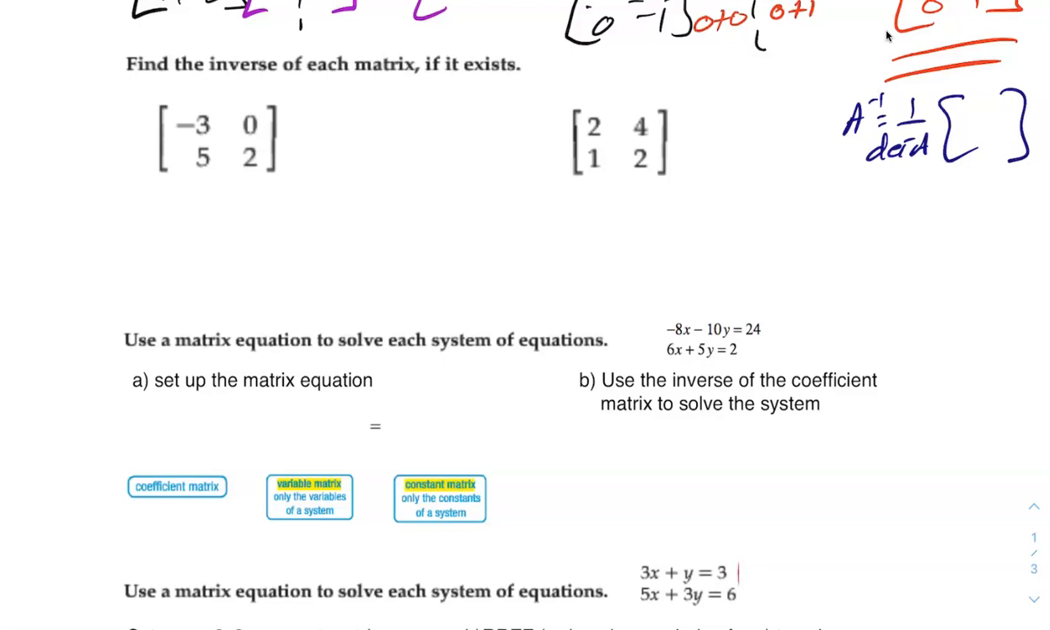And you switch these two, so this would be d, a. And you change the sign of these two, negative b, negative c. So that's the inverse formula, and I would give that to you on the quiz or test. Find the inverse of each matrix if it exists.